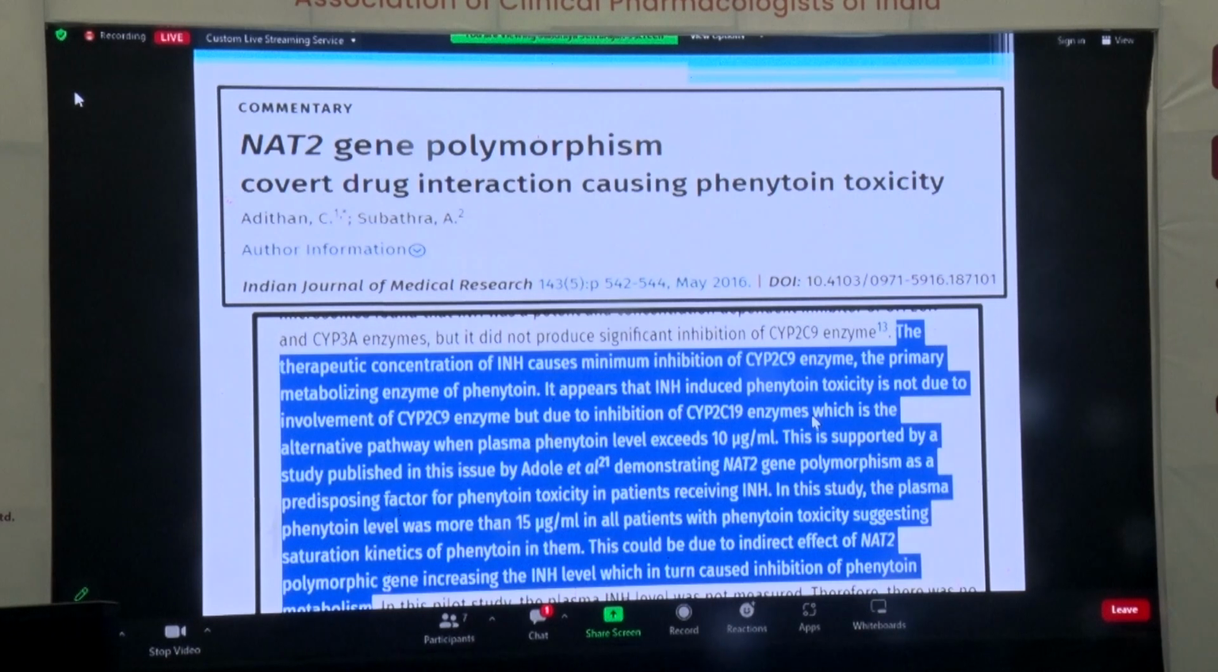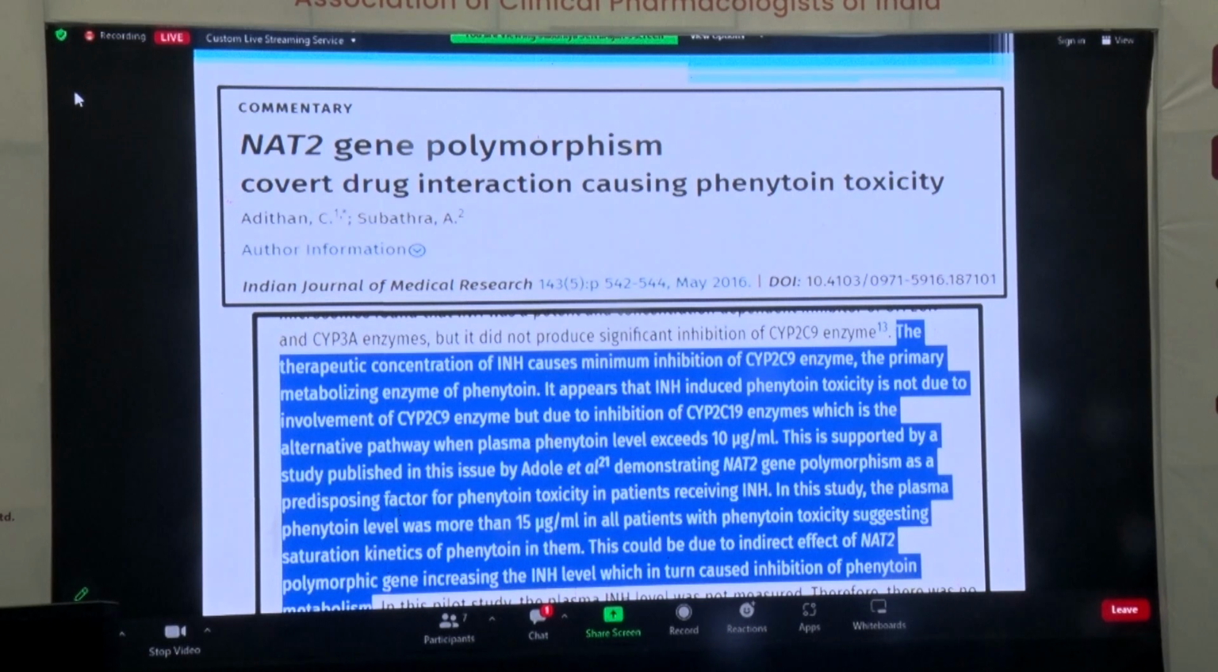So, this study found out that NAT2 gene polymorphism results in increased phenytoin level. As a result, phenytoin follows saturation kinetics, leading to phenytoin toxicity. So this study found the plasma phenytoin level was more than 15 microgram per ml in all patients with phenytoin toxicity, suggesting saturation kinetics of phenytoin due to the indirect effect of NAT2 gene polymorphism.